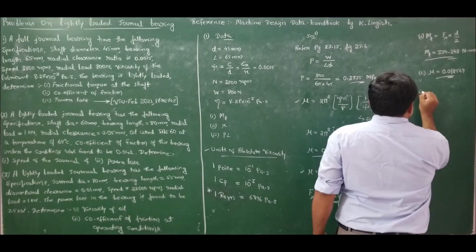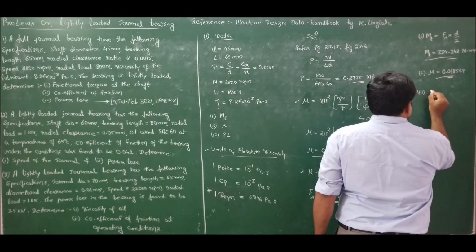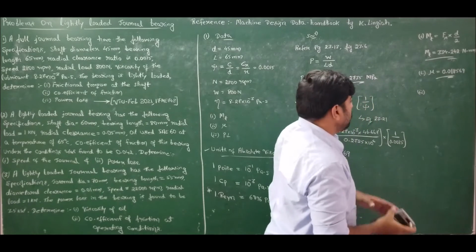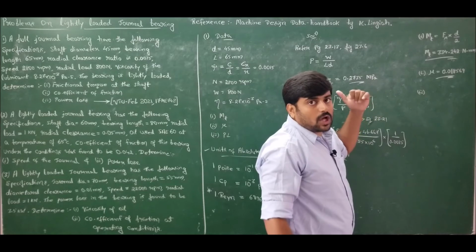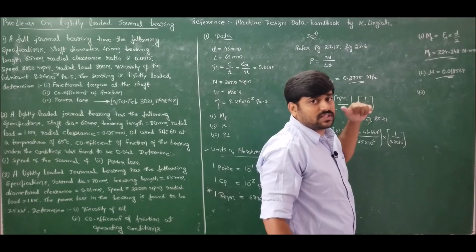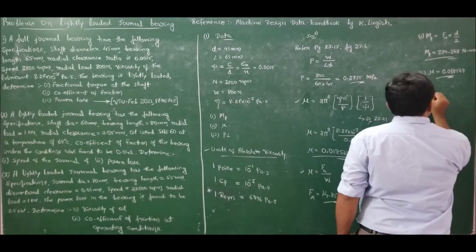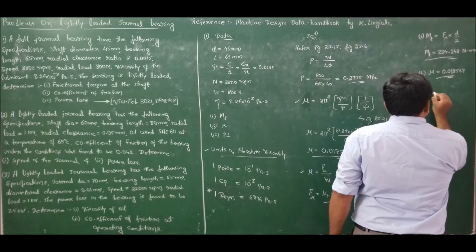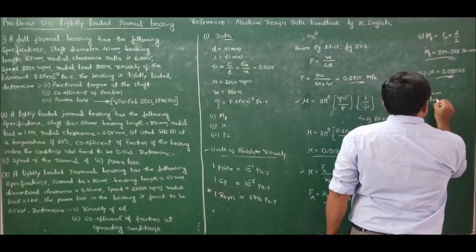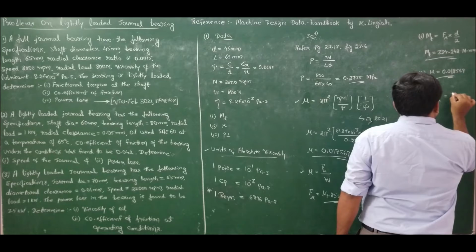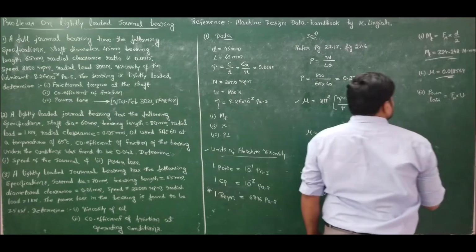So the general formula for power is force times the velocity. Here we have power loss. So power is lost because of friction. Therefore I should use frictional force. So hence power loss is nothing but frictional force times the velocity.